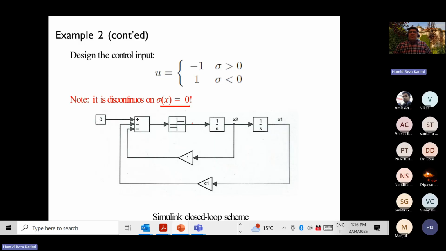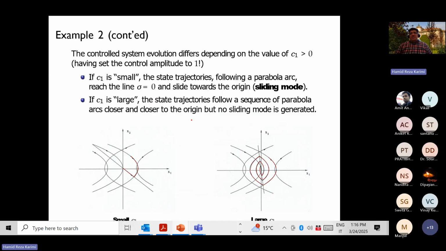If you look closely at the simulation of this closed loop scheme, based on this kind of saturation part, we can see that the result can be obtained. Here is for the small C1, and this is for the large C1. If C1 is small, the state trajectory follows the parabola arc and reaches the line sigma zero, because this is sigma zero, and then they can reach it.